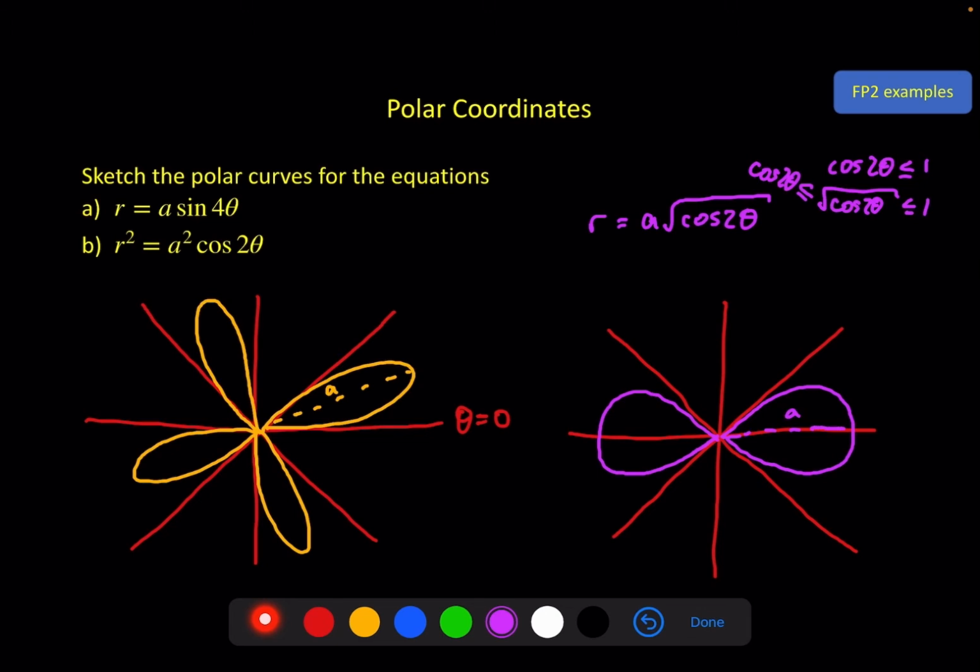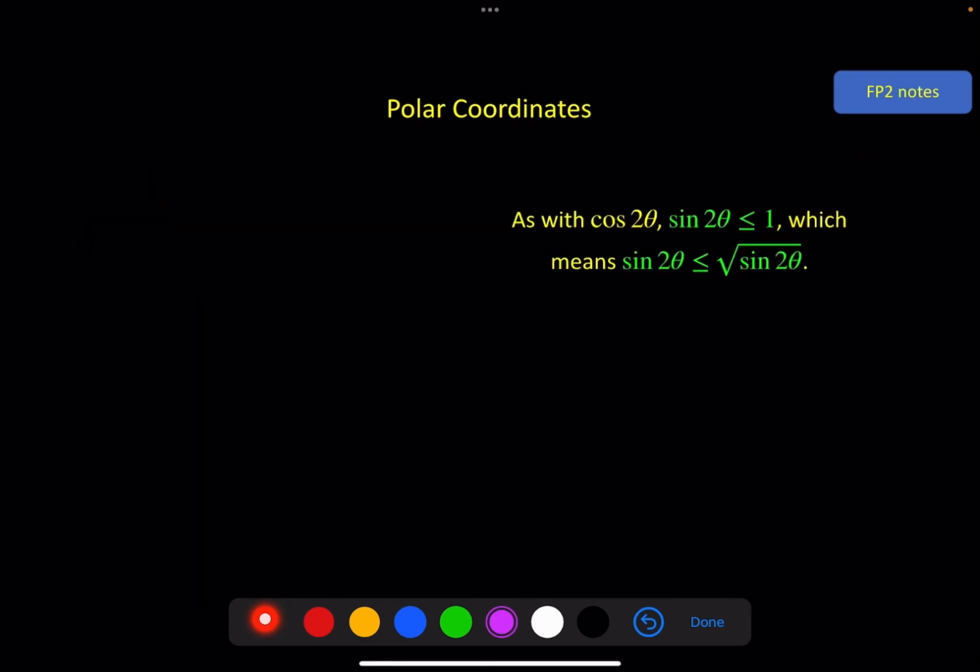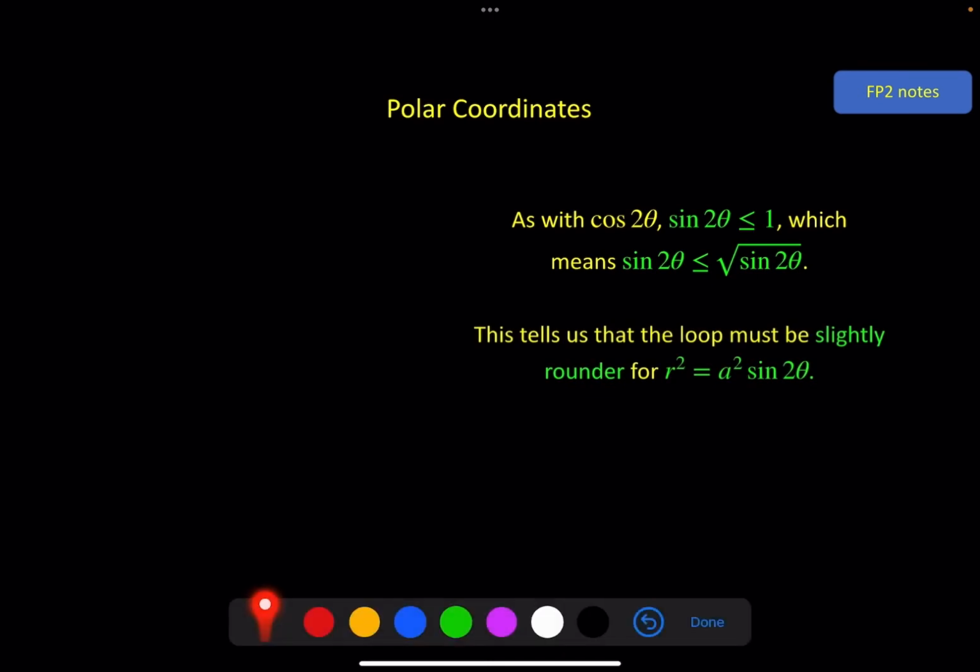So a slightly more accurate view of that. Here we go. As with cosine 2 theta, which we just did on the screen there, sine 2 theta is less than or equal to 1, which means sine 2 theta must be less than or equal to the square root of sine 2 theta. So if we have a sine 2 theta with an r squared and an a squared, just like we had with the cos 2 theta, it's a slightly rounder loop.